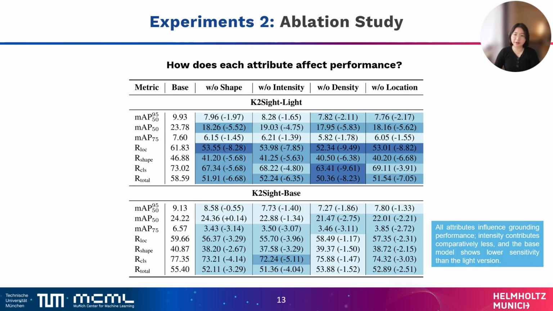We further analyzed the contribution of individual attributes. All attributes contribute to grounding performance. Location and shape have stronger influence, while intensity contributes relatively less. Interestingly, the lighter model shows higher sensitivity to attribute removal, indicating stronger reliance on structural supervision.